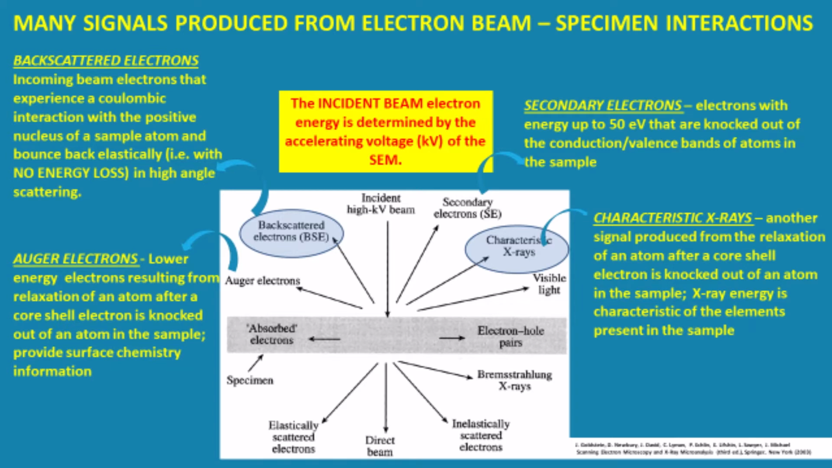Another signal obtained from the electron beam interaction with the specimen are characteristic X-rays. These are released from an atom in the sample as a result of a relaxation event that occurs after the incident beam electron removes or knocks out an inner shell electron from an atom in the specimen. Other electron beam specimen interactions include Auger electrons, secondary electrons, and visible light.